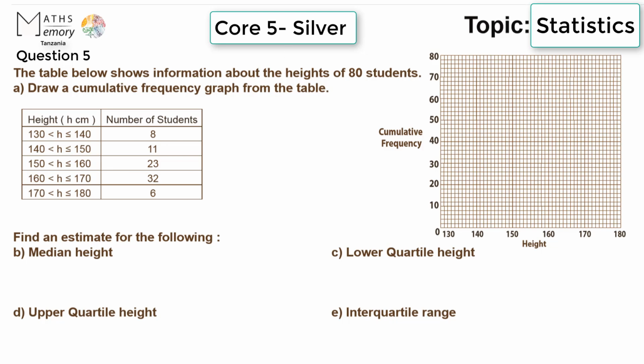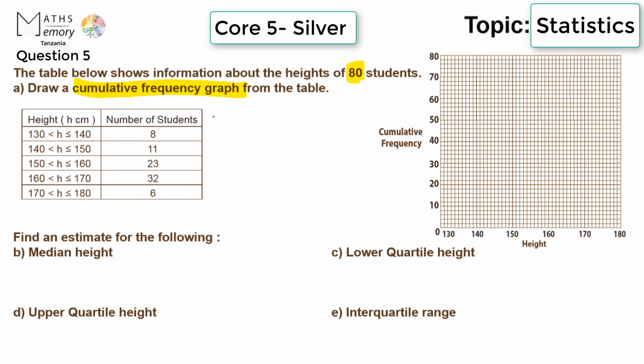So this is a typical question on cumulative frequency. Let's read the question. The table below shows information about the heights of 80 students. 80 represents the total amount. Draw a cumulative frequency graph to represent this. So cumulative means keep adding from the frequency before. At a specific time, what is the frequency at that specific time? That's what it means, okay? The total frequency at that time.